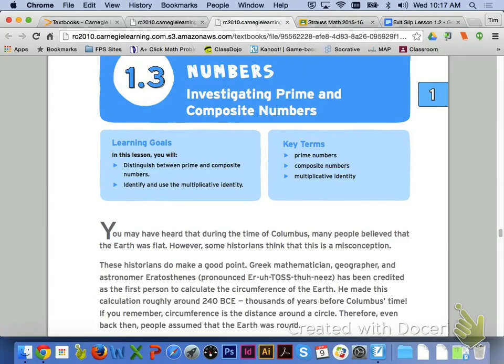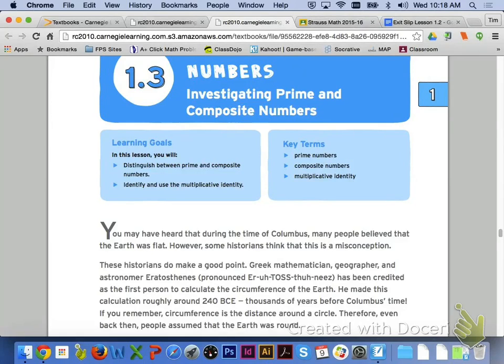I'm going to read the lesson introduction on page 31 in order to build a little background knowledge to start problem 1 on the next page for lesson 1.3. So if you can follow along as I'm reading this, it says that you may have heard that during the time of Columbus, many people believed that the earth was flat. However, some historians think that this is a misconception. These historians do make a good point.